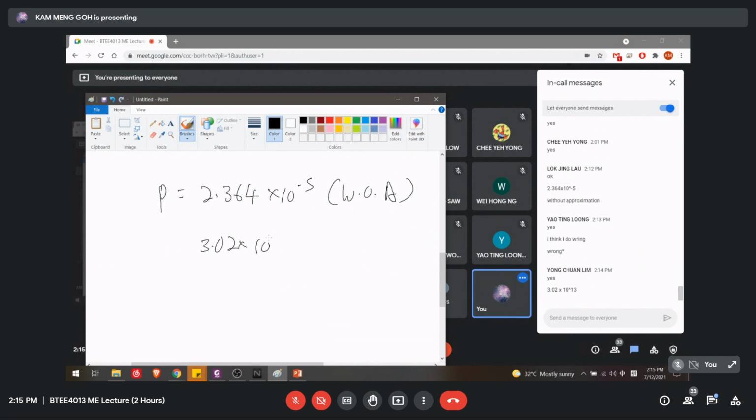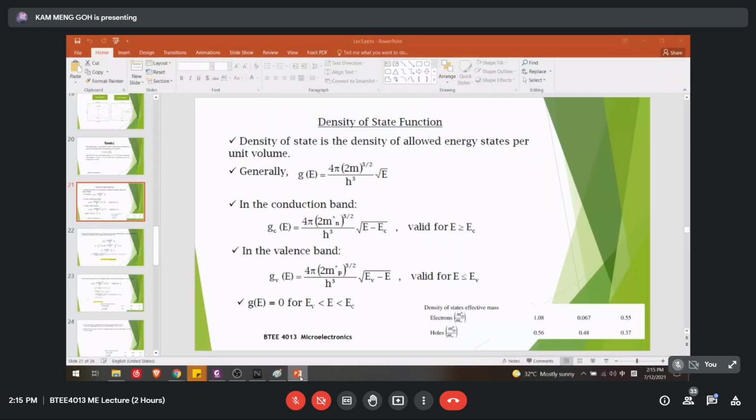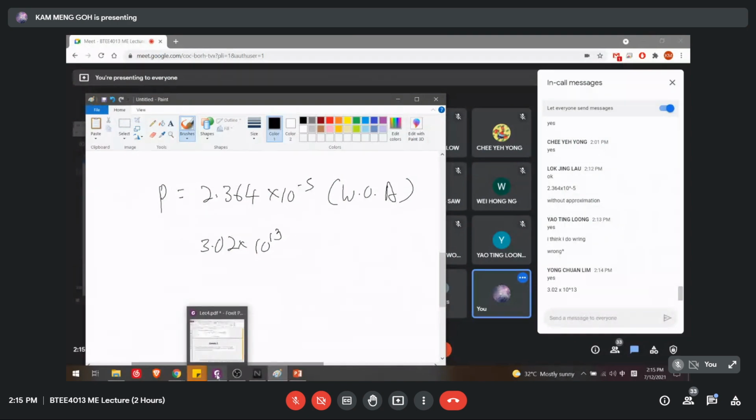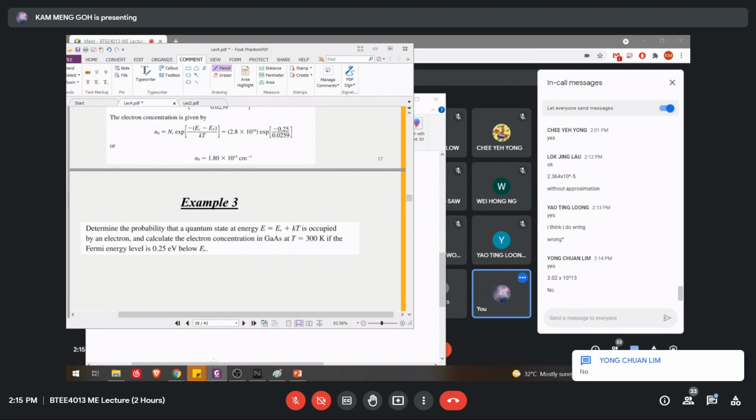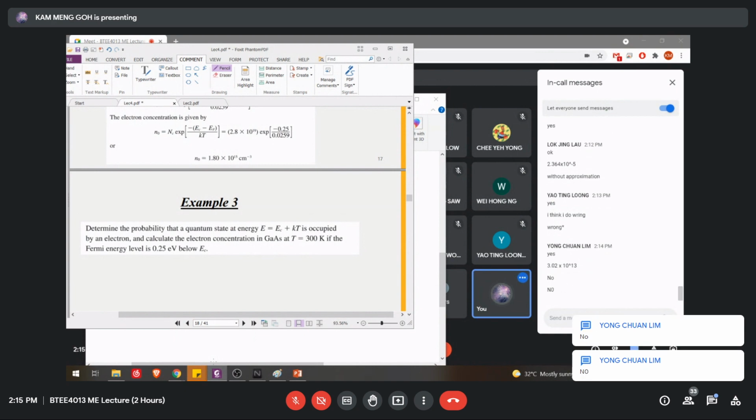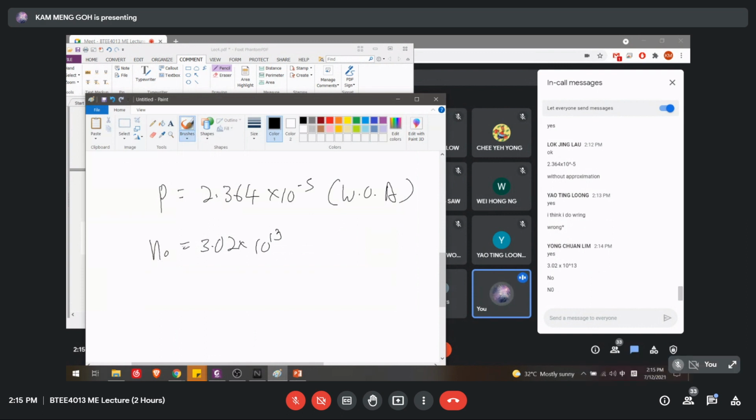Things are getting more interesting. Which formula are you using, Boltzmann or non-Boltzmann? What is this value about? Is this the probability or the concentration, Lim Yong Chuan? NO. Okay, so this is the NO provided by Lim Yong Chuan. What about the probability that we get? Same, right?